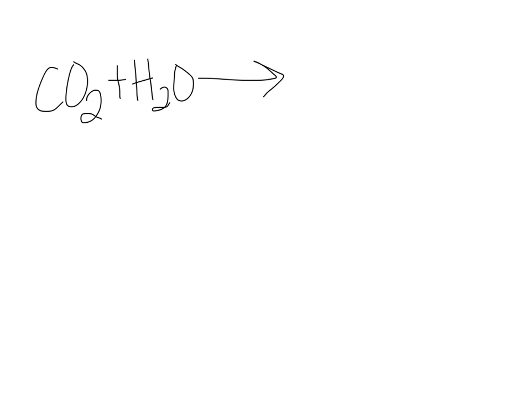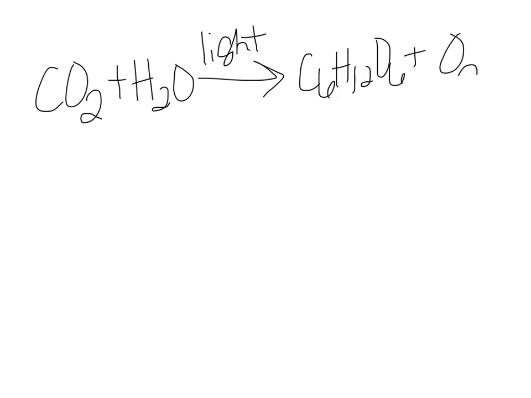So the overall process of photosynthesis is the fact that we've got carbon dioxide plus water, give it some light, and that's going to give us glucose and oxygen. That's our overall basis of photosynthesis. Carbon dioxide plus water, with light, will give us glucose and oxygen.